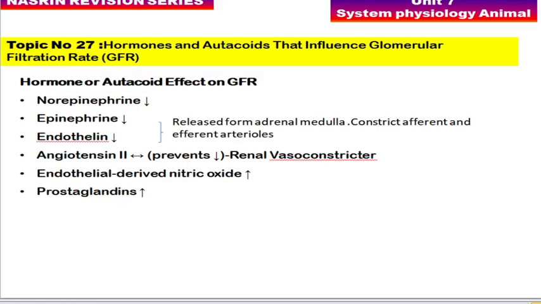Next, coming to the excretory system. First, we'll study the hormones or autacoids that influence the glomerular filtration rate, that is GFR. Norepinephrine, epinephrine, endothelin and angiotensin will decrease the glomerular filtration rate. Epinephrine and others are released from the adrenal medulla, and they are involved in constricting the afferent and efferent arterioles of the glomerulus. Next, endothelial derived nitric oxide and prostaglandins will increase the glomerular filtration rate.